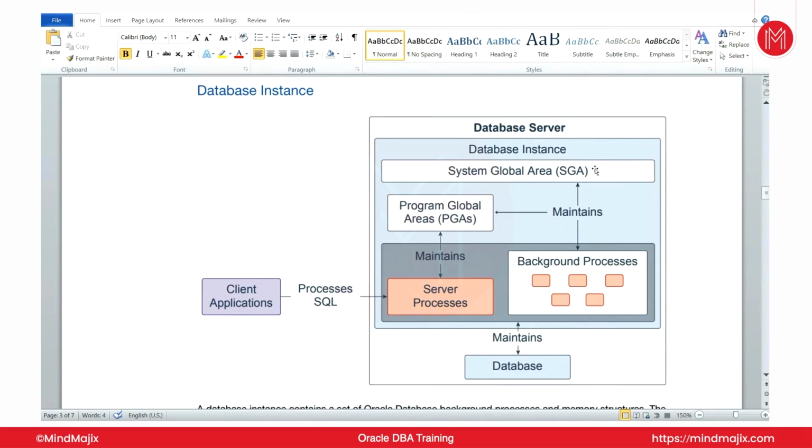For now, when the database is started up, that is when the database instance is created. A database instance being created or started up means memory is allocated to the SGA and to the PGA, and server processes are created. These processes are created at the OS level.